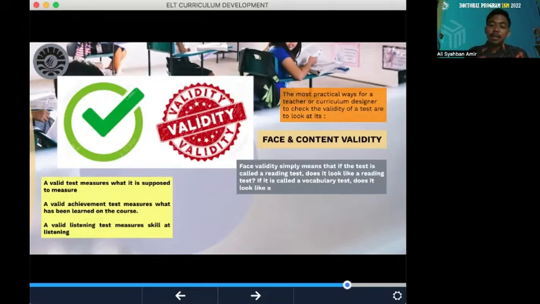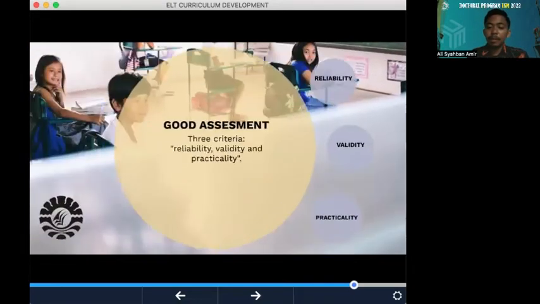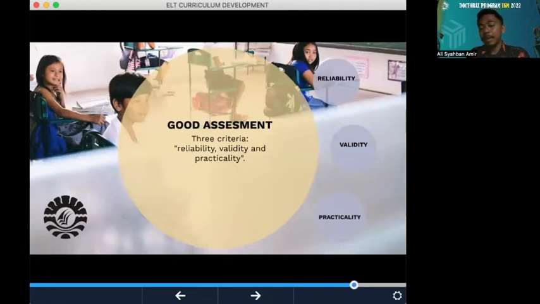Content validity works by analyzing the test and comparing it to what it is supposed to test. To find the content validity of an assessment test, we have to look at the part of the course that was being tested and list the items and skills that have been taught. That is about validity. And the next is practicality.